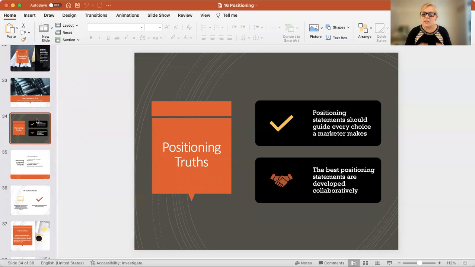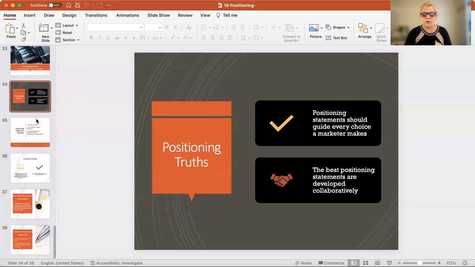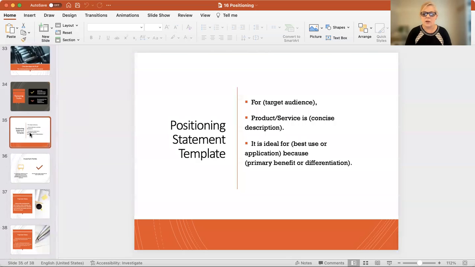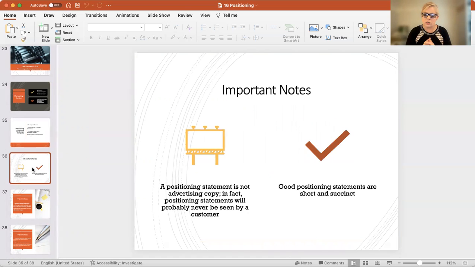Truths. The best positioning statements are those that are developed collaboratively and have an element of truth in them. The positioning statement template, we went through this before. This is another way of looking at this. What are some important notes? Well, it's not advertising copy, right? It's the unique selling proposition that goes out in the public. The positioning statement is internal. They're short, they're succinct, and they get the point done. This is our goal of who we want to be and who we want our customers to think we are.